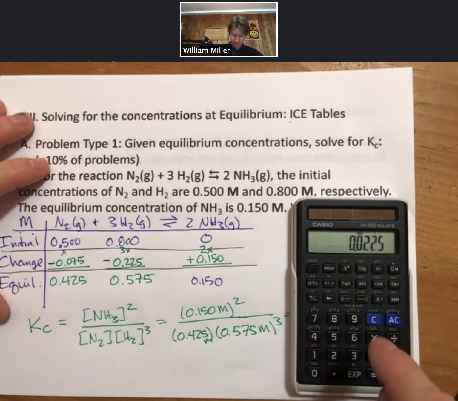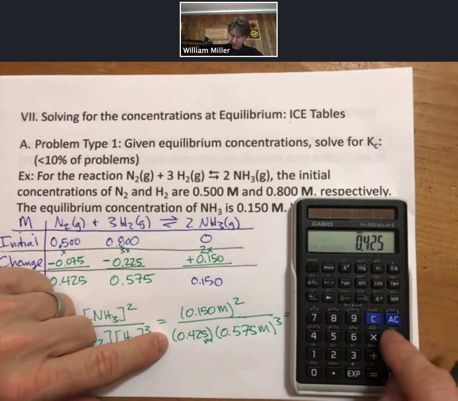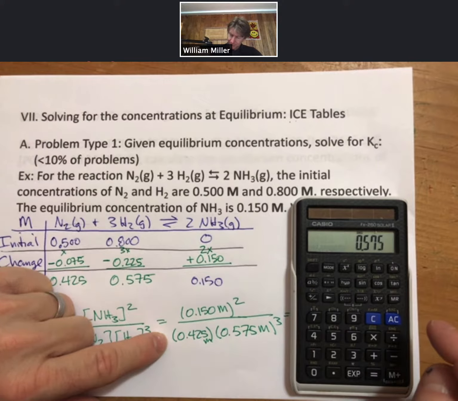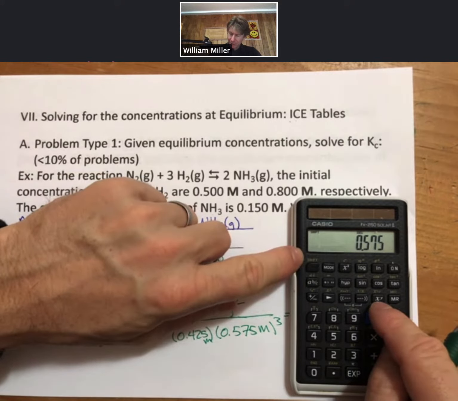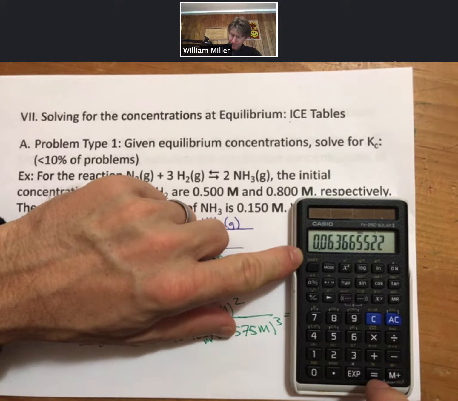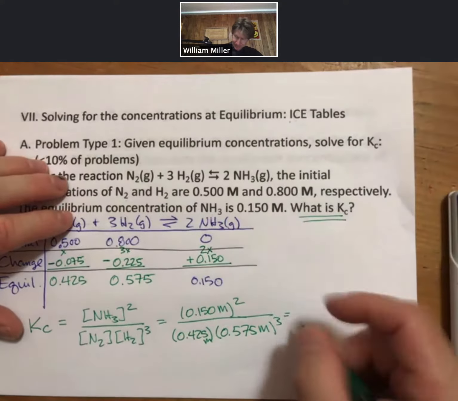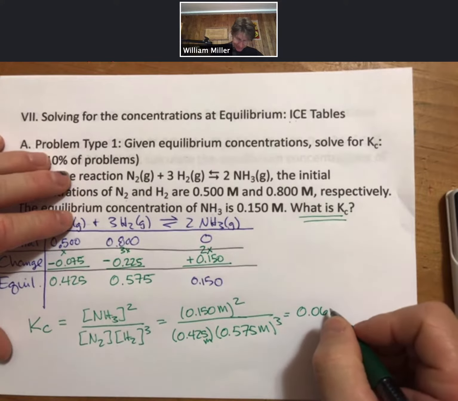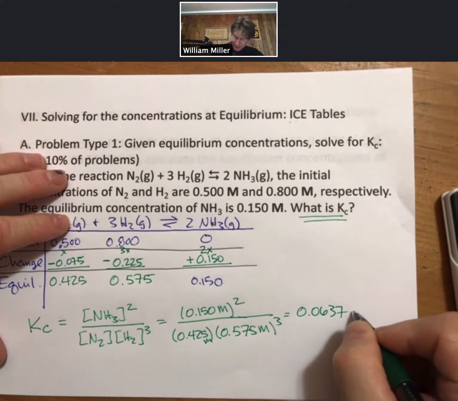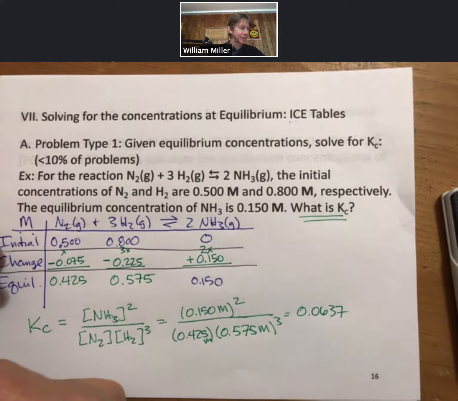So squared divided by 0.425 divided by 0.575. And I'm going to have an x to the y, so raised to the third. And I get 0.063. How many sig figs do I have? I guess 3. 0.637 as my Kc value. Kc values are unitless.